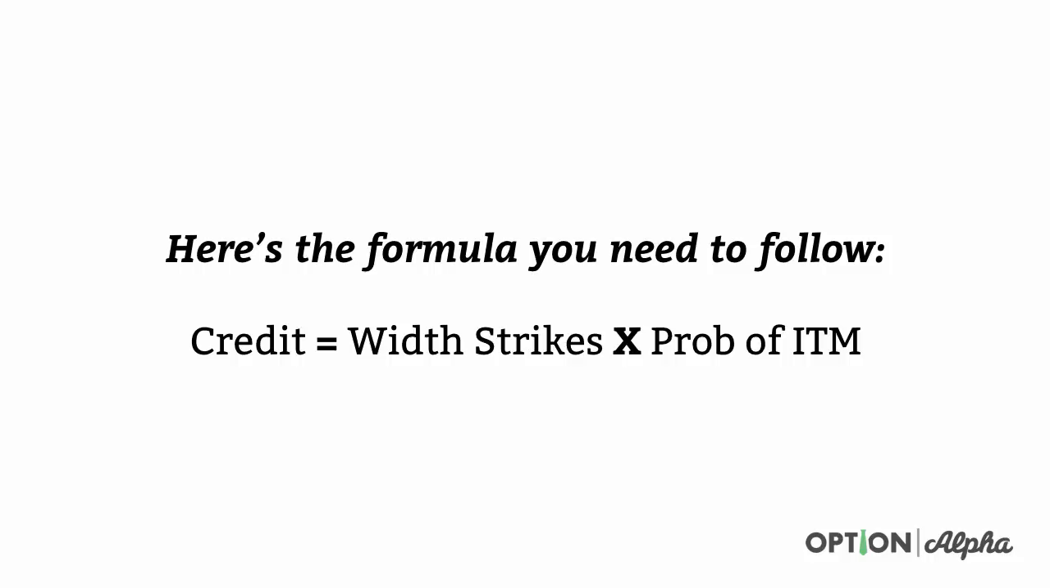So here's the formula that you need to follow. It's generally this, and again, we'll get into it in a little bit with more specifics. The credit that you receive has to be equal to the width of the strikes in a spread times the probability of that short strike being in the money. So again, the credit that you receive has to be equal to the width of the strikes times the probability of that strike being in the money.